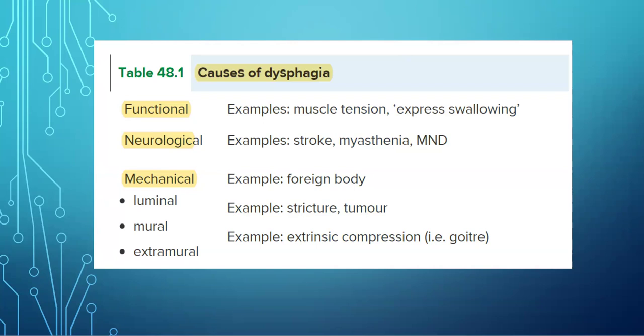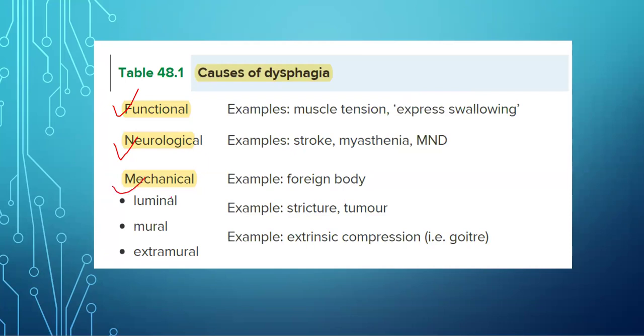Let's start our session with dysphagia. So what are the causes of dysphagia? Dysphagia can be due to a lot of reasons. It could be functional sometimes. That means there is nothing wrong, but the patient feels something is there inside her throat. So that's functional. There is a neurological cause, which is due to a stroke, myasthenia gravis, or motor neuron disease.